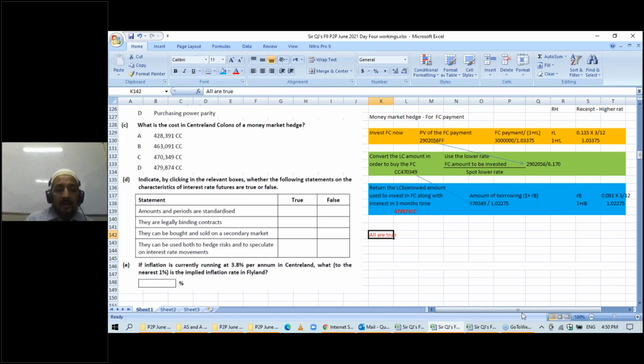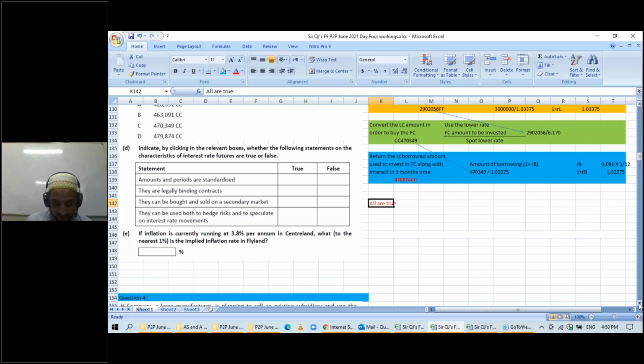Then now part E. One of our friends was asking about purchasing power parity. So in this question, the purchasing power parity will apply. See what it is asking? If inflation is currently running at 3.8% in Central Land, what is the implied inflation rate in Flyland?